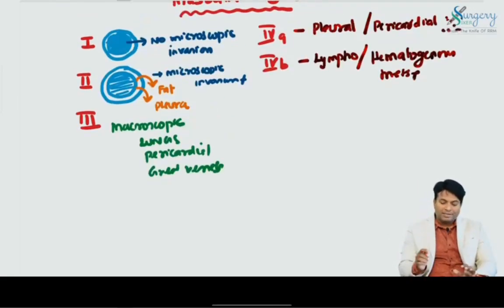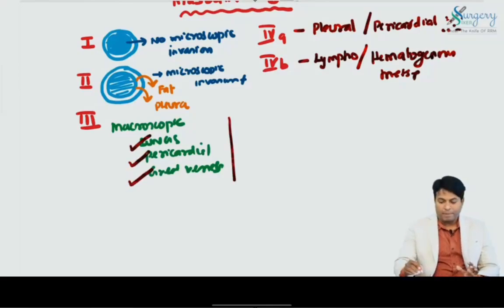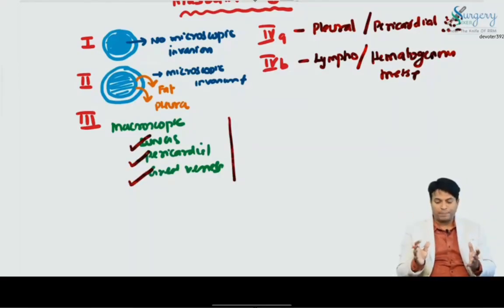Microscopic invasion is present in stage 2. Stage 3 is macroscopic invasion of the lungs, pericardium and great vessels. Diffuse pleural and pericardial dissemination is stage 4A. Stage 4B is hematogenous spread.